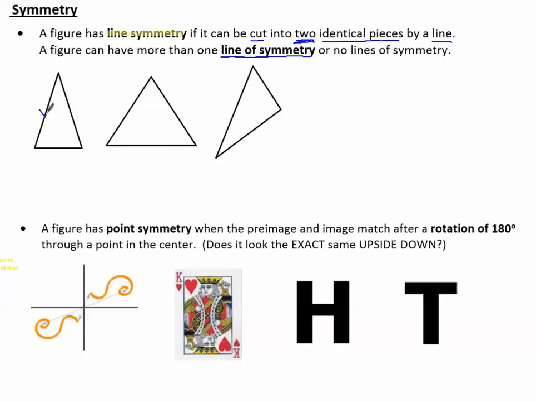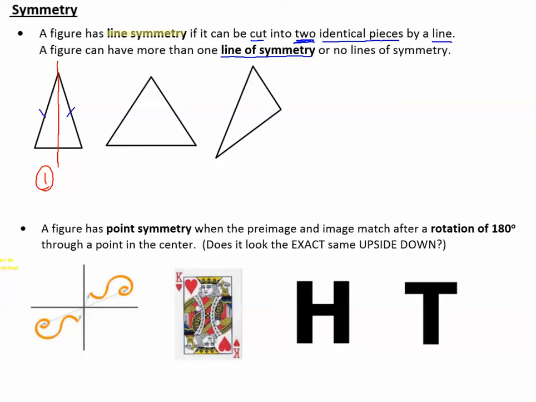Well, this looks like an isosceles triangle. Therefore, I should be able to cut it straight down the middle with a vertical line, and the left half looks congruent to the right half. Therefore, this has one line of symmetry. Can I draw a line going this way from this vertex into this side? I can't, because this side is not congruent to this side. Let's undo that.